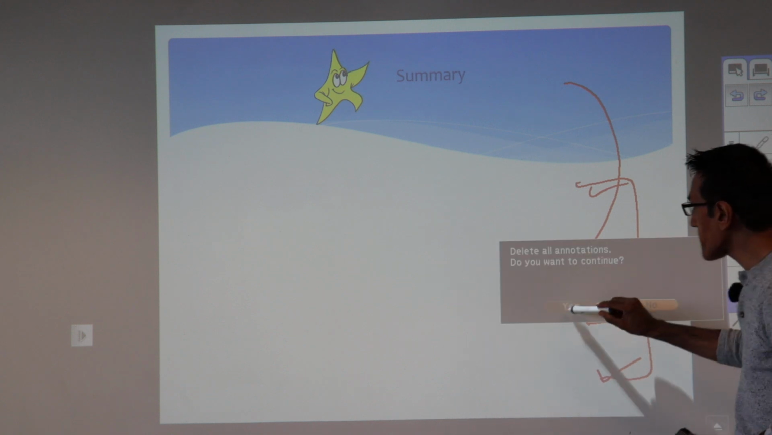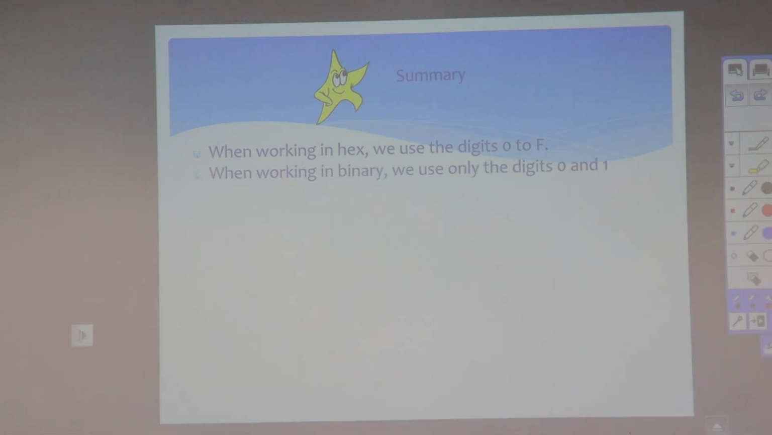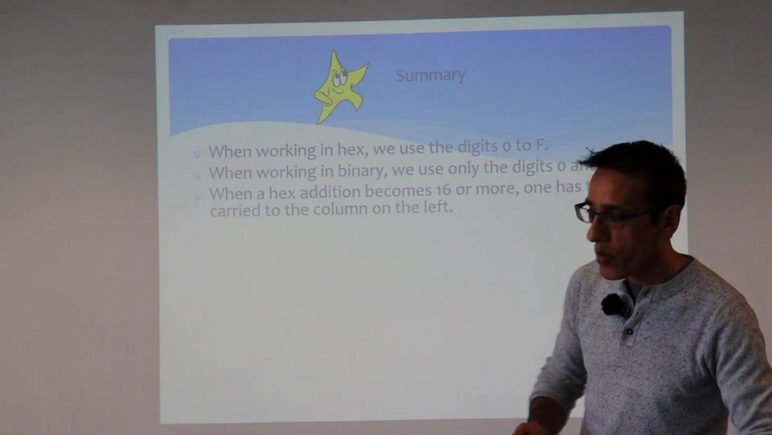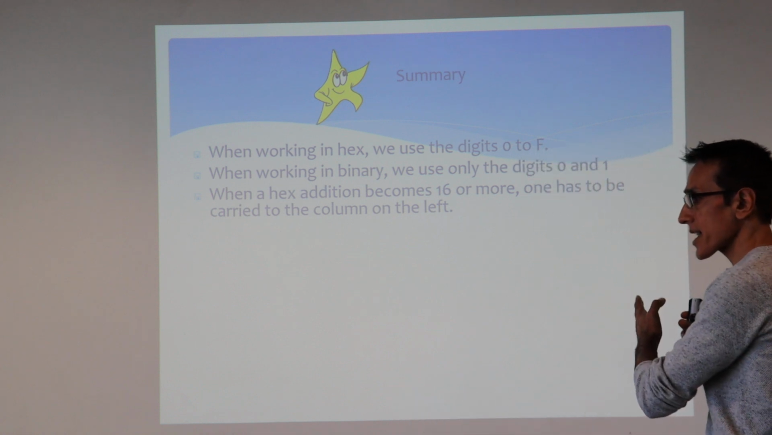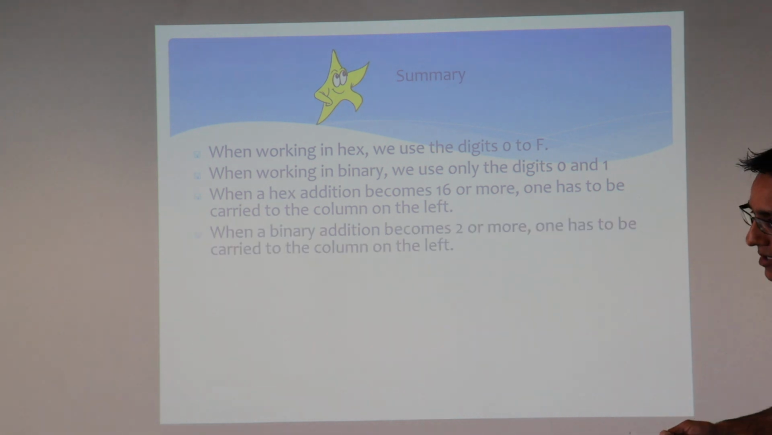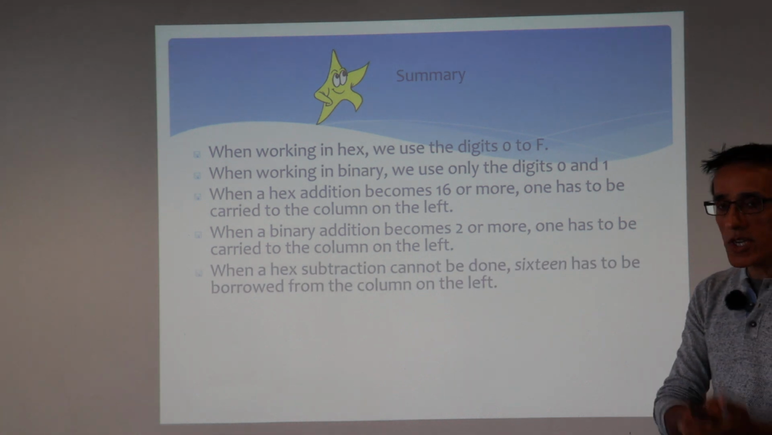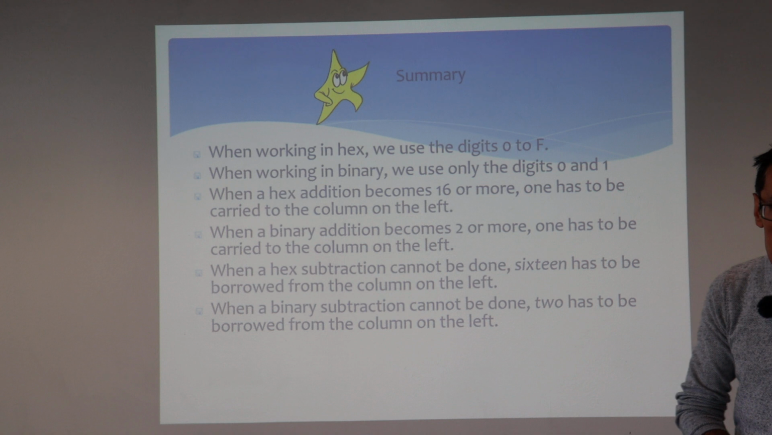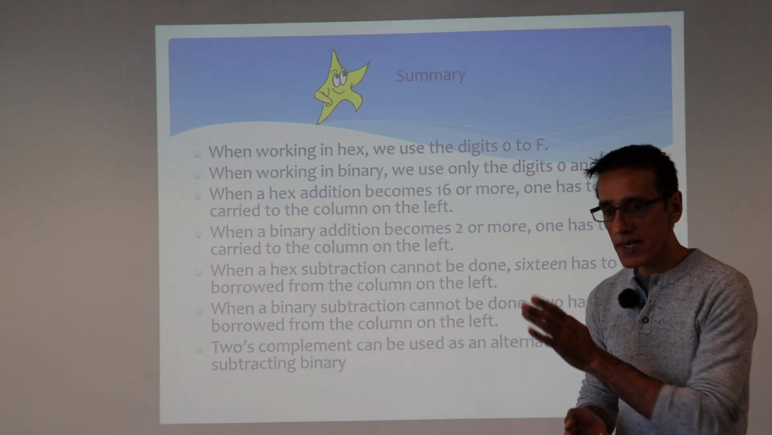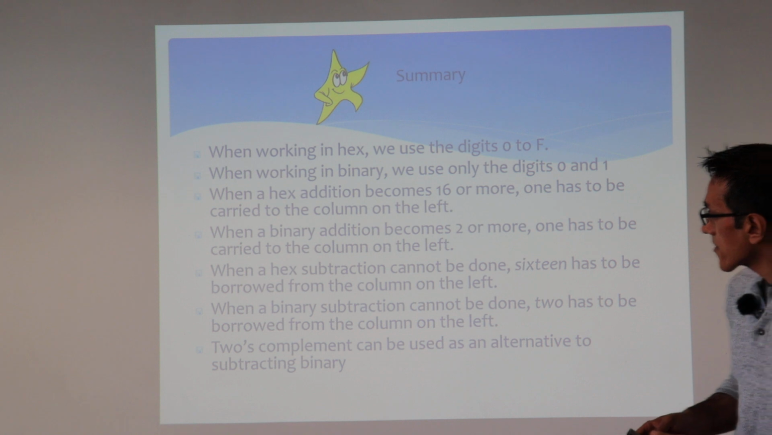So just to summarize then, when we work in hex, we use the digits 0 to F. When we work in binary, we use digits 0 and 1. Hex addition, when it becomes 16 or more, 1 has to be carried to the column on the left. Binary addition, you carry 1 across. Hex subtraction, when you can't do it, we borrow 16 from the neighbour. When binary subtraction can't be done, we borrow 2 from the neighbour. And 2's complement can be used as an alternative to subtract binary.